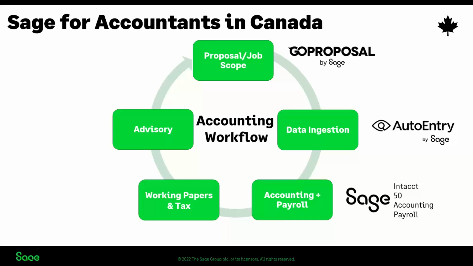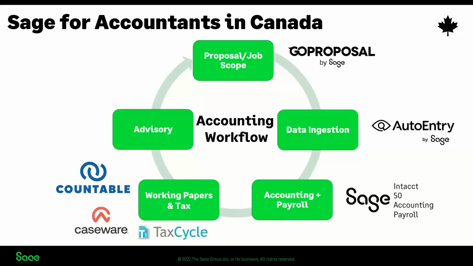So let's move on to working papers and tax. At Sage, we do not have our own solutions for working papers and tax. However, we know that this is a big gap, and we want to make this workflow as complete as possible. So we have partnered with other leading organizations to fill this gap, like TaxCycle, Caseware, and Countable. Our accounting and ledger solutions are integrated with these third parties that can fill up this gap for you.